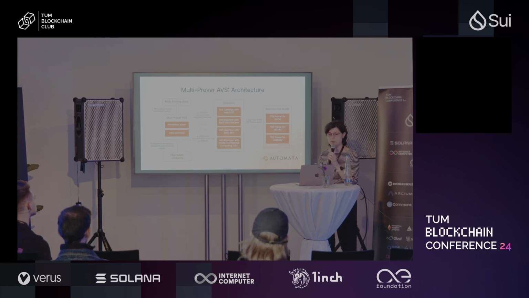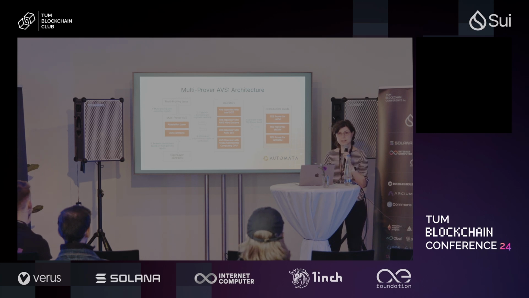And this is roughly the architecture of the multi-prover AVS. We have the operators that run different implementations of TEs, and then the multi-prover AVS itself that contains the AVS contracts that take care of slashing, rewarding, and so on, and also the attestation layer that makes sure that the proof of execution is coming from a genuine TE.